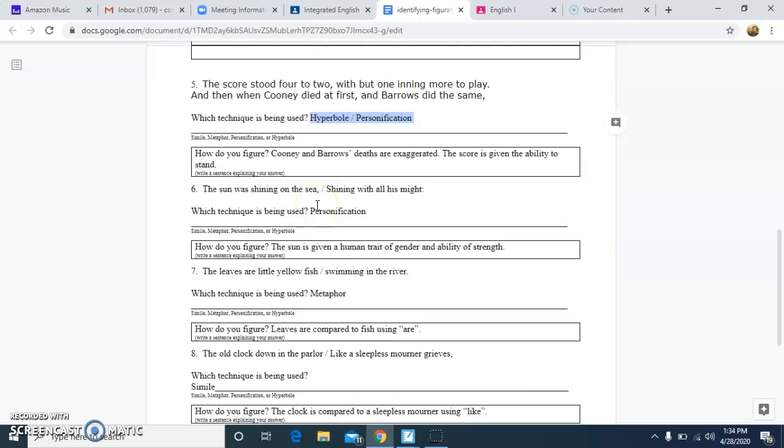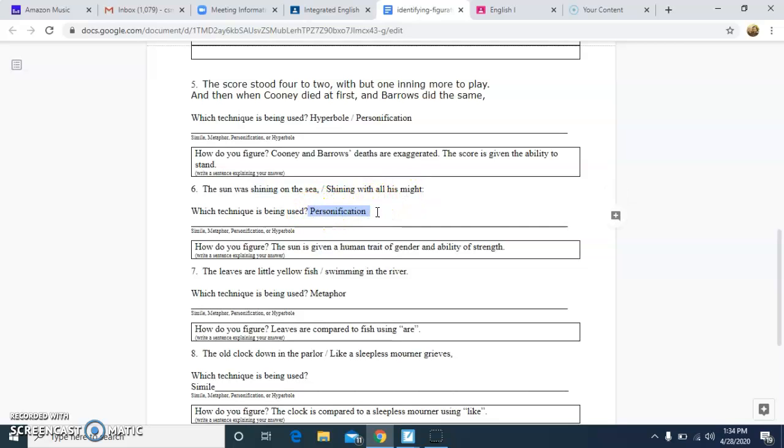Number 6, the sun was shining on the sea, shining with all his might. A lot of people put metaphor for this because they see the word was. But if you look at what's on both sides of was, the sun, and then we have the keyword was, and then shining, it's not comparing anything. It's only telling us what the sun is doing. But what we do see is that the sun was shining with all his might. So this is an example of personification.